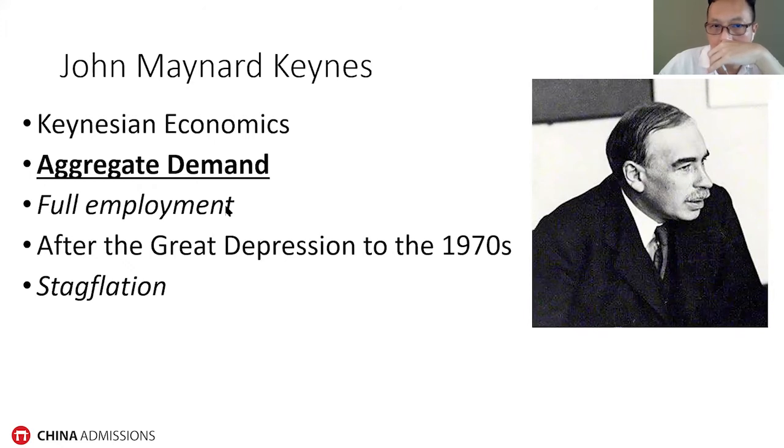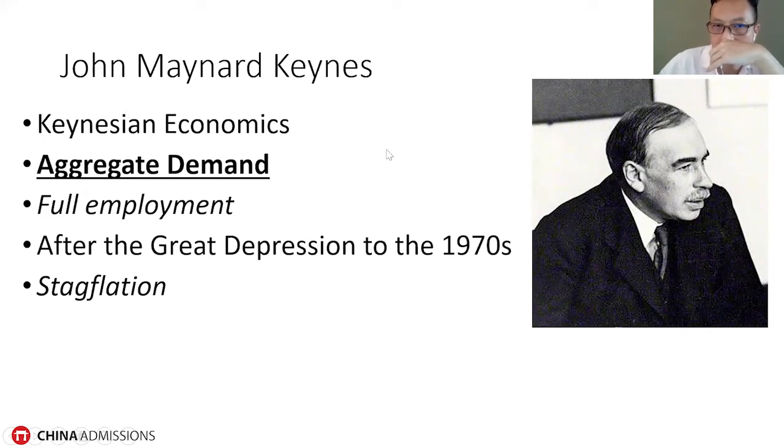Now, Keynes was famous and popular from the Great Depression to the 70s. Then in the 70s, stagflation happened, and that was when all his theories sort of became questionable. But anyway, we will not be looking at that today. So I just want to associate Keynes with this concept of aggregate demand. And what is aggregate demand? It is the demand of the whole society in general.